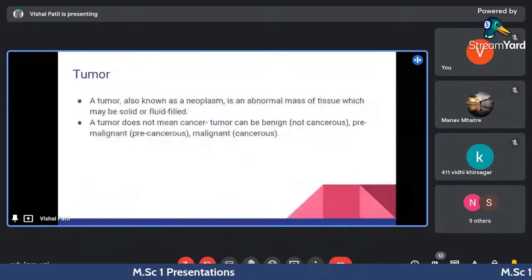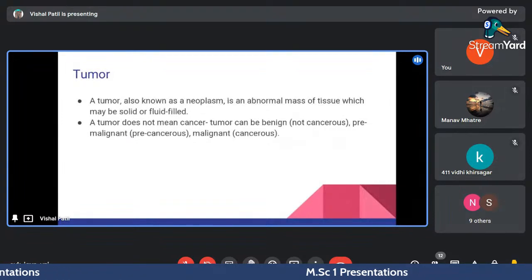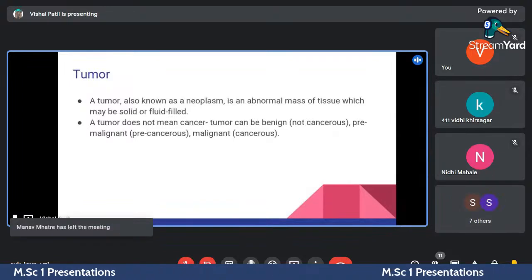Then second is tumor. A tumor, also known as a neoplasm, is an abnormal mass of tissue which may be solid or fluid filled. A tumor does not mean cancer. Tumors can be benign, not cancerous, pre-malignant or malignant.